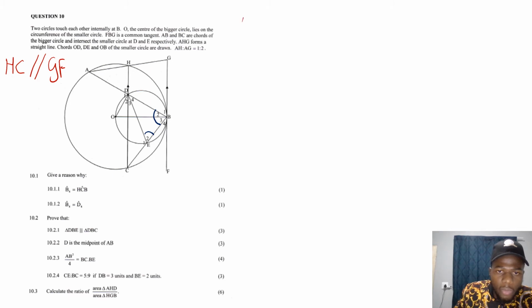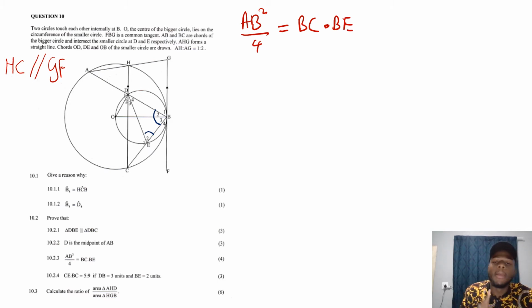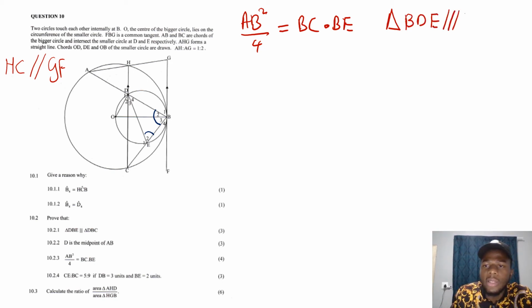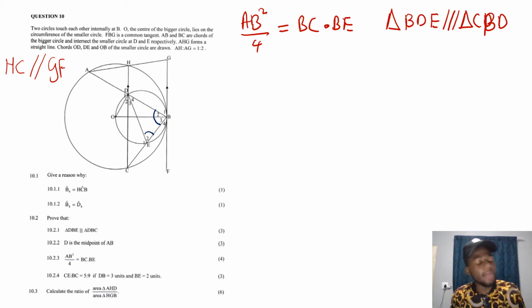Then we have to prove AB squared over 4 is equals to BC multiplied by BE. Then don't forget we also had the triangle BDE. It is similar to triangle CBD. Hey, writing them in order is very much important. You're going to see here. So, okay, look, they want us to talk about BC, and we have BC here, you see.